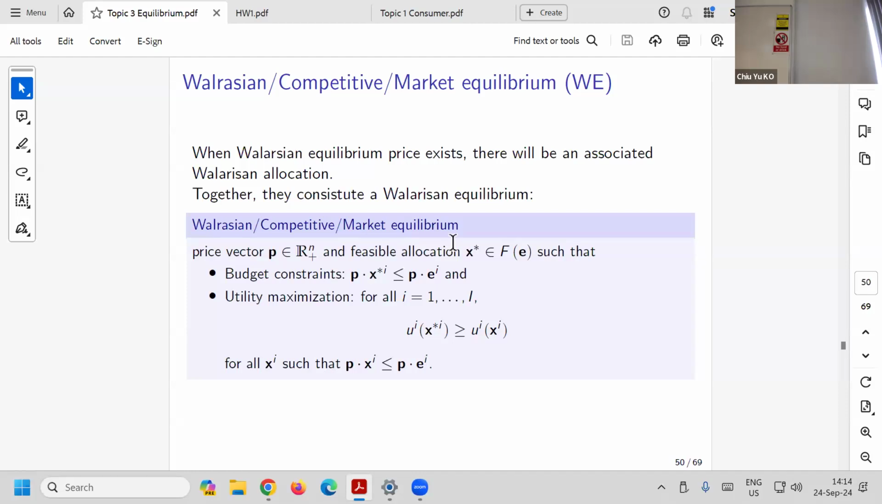After the break, we look at the properties of this equilibrium. We look at the first welfare theorem, the second welfare theorem, and some core properties. That would be the goal of the remaining 19 slides.